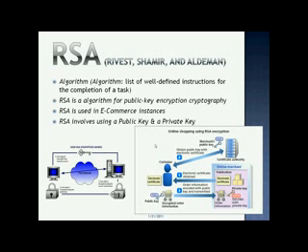RSA involves using a public key and a private key. And a short definition for an algorithm is a list of well-defined instructions for the completion of a task. The photo on the right shows an example of online shopping using RSA encryption.